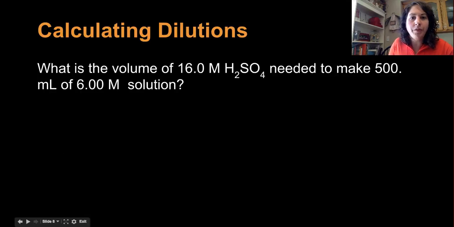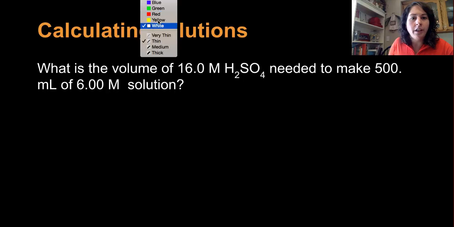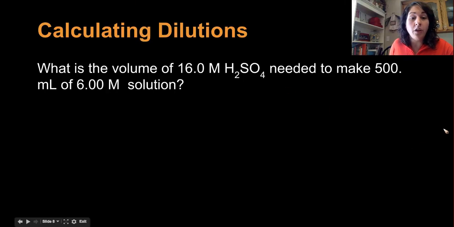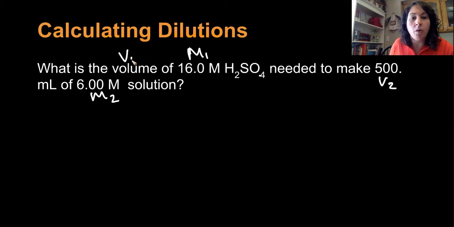So here's an example. In this example, we have a volume that we need to know from our stock solution, which is 16 molar, a solution of sulfuric acid. So how much of that do we need to make 500 milliliters of 6 molar solution? And so what we want to do is start off, and we know this here is my M1. This here is my V2. I don't need to change it into liters, I can leave it as milliliters. And then this one here is going to be my M2, and I want to know my V1.